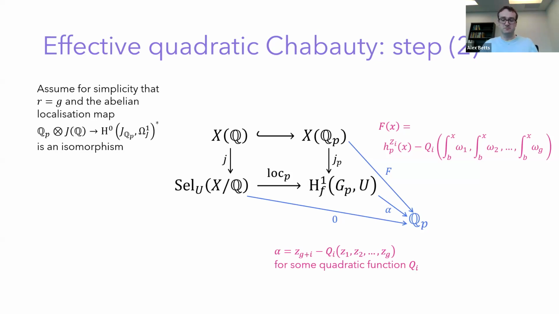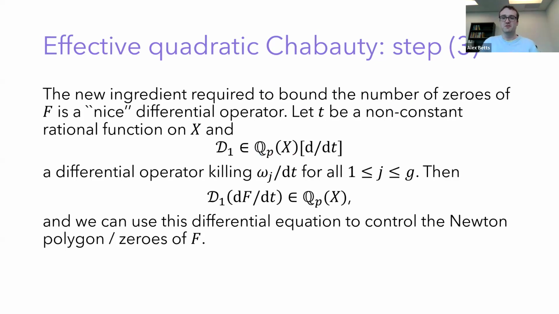And we're going to have to do this using a new idea which Jen and Netta introduced. So we can't actually use the same idea as Coleman did. And instead, we're going to try and bound the number of zeros of this function by writing down a differential equation which it satisfies. And so this is their idea.